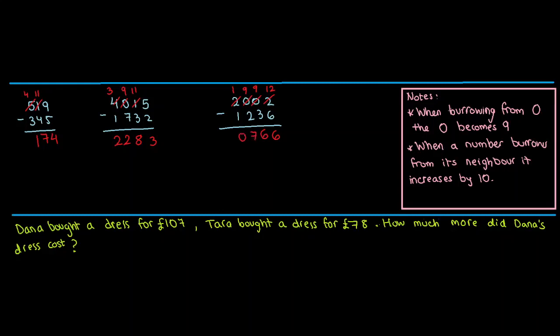So we have notes over here. When we borrow from a 0, the 0 must become a 9, even if you have more than one 0 beside each other. When a number borrows from its neighbor, it increases by 10. So, as you see here, when 1 borrowed from 0, which borrowed from 4, it became 1 plus 10, which is 11. Always just add an extra 1. The same here with 2. When it borrowed from its neighbor, it became 12. See, we just added an extra 1.